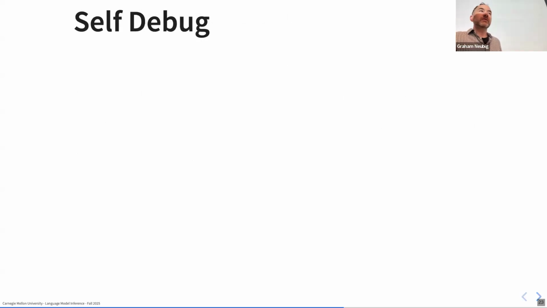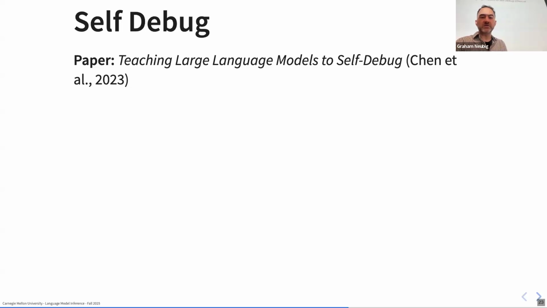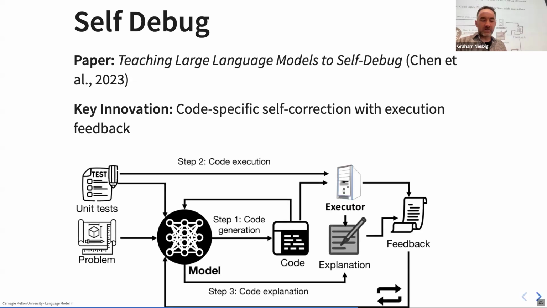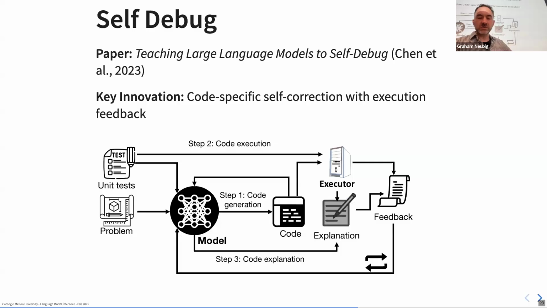Cool. So another one that I would like to show is self-debugging. And again, this fits the general pattern. This is teaching large language models to self-debug. The basic idea is that unlike self-refine, and actually all of the others that I talked about before, where they solely relied on the language model to improve the outputs, here they started introducing external tools. Specifically, they introduced code execution.